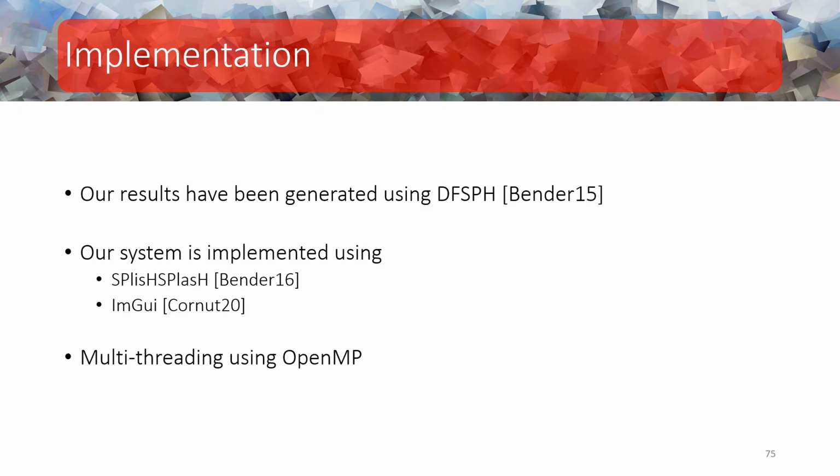Although we could use other Lagrangian methods to simulate our liquids, we generated our results using DFSPH from Bender and Koschier. The current version of our system has been implemented using SPlisHSPlasH for simulation and ImGui for user interface. Our system has finally been multi-threaded using OpenMP. We use our system to generate many controlled liquid animations, from which we present here a number of examples.